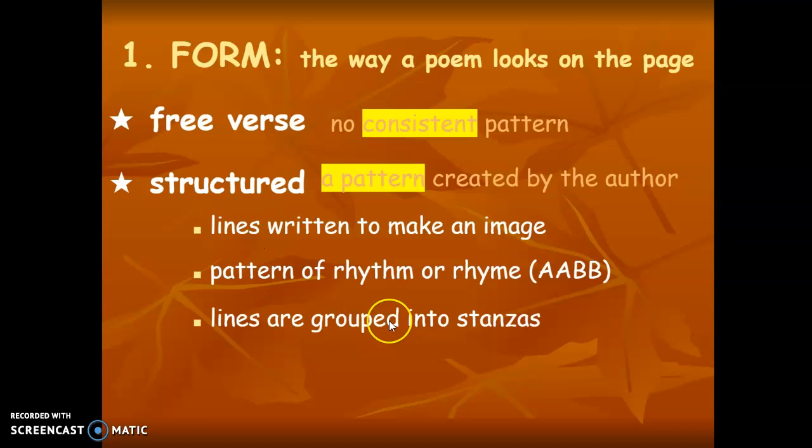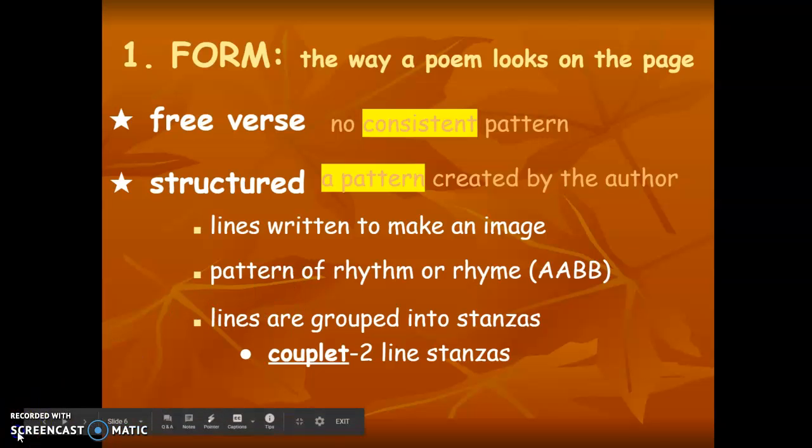We might see a way that the lines are grouped in stanzas. If we see 2 lines together and then a space, and then another 2 lines and then a space, we can see that those stanzas each have 2 lines in them, and it's repeated throughout the entire poem. It's not an accident. The author set that pattern up, so we would say that it is structured. And when we look at stanzas, there are different types of stanzas that can be set up. So a couplet is a stanza that has 2 lines together. A lot of times, stanzas that are couplets rhyme.